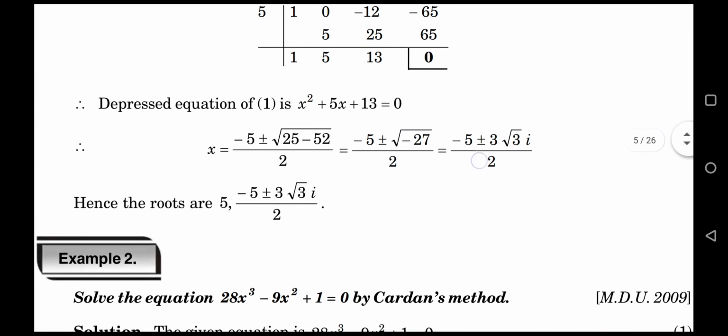The given equation is reduced into a quadratic equation, which is x square plus 5x plus 13 equals 0. Now by the quadratic formula, x equals minus b plus minus square root of b square minus 4ac upon 2a. We get two values of x, minus 5 plus minus 3 root 3 iota upon 2. In this way we can find the three values of x: 5, minus 5 plus 3 root 3 iota upon 2, and minus 5 minus 3 root 3 iota upon 2. This is Cardan's method.